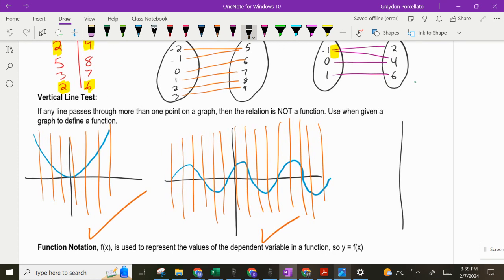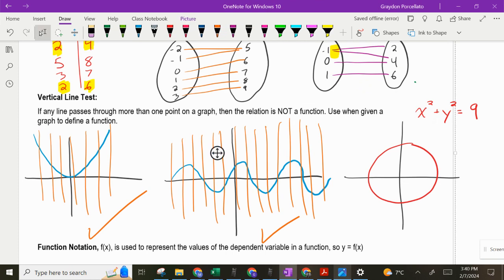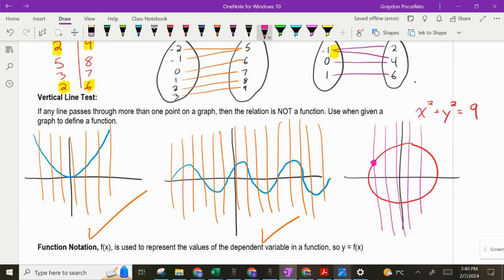And lastly, let's try a circle. If I drew a circle, right, because you can write an equation for a circle. It's like x squared plus y squared equals 9, something like that. If I draw vertical lines for the circle, do we pass through 2 points? Yes, we do. We pass through 2 points here and here, here and here, here and here. And so therefore, not a function. Okay? Vertical line test works on graphs specifically.